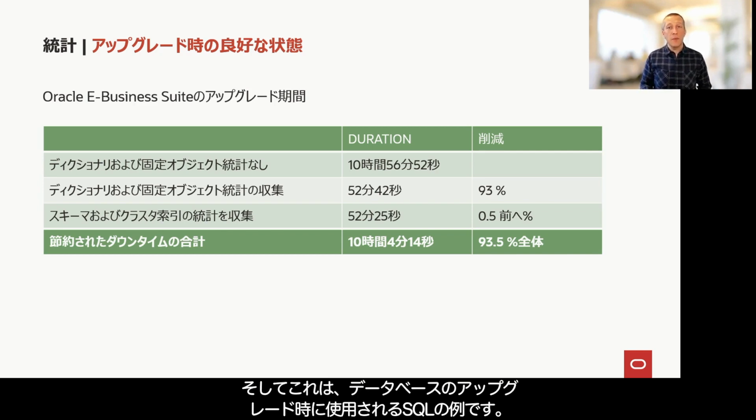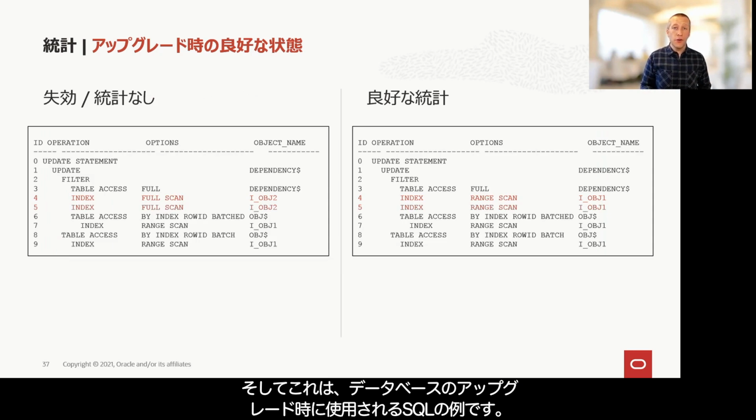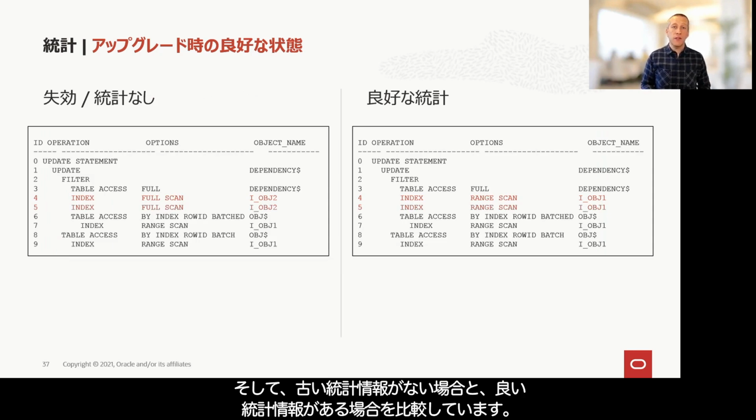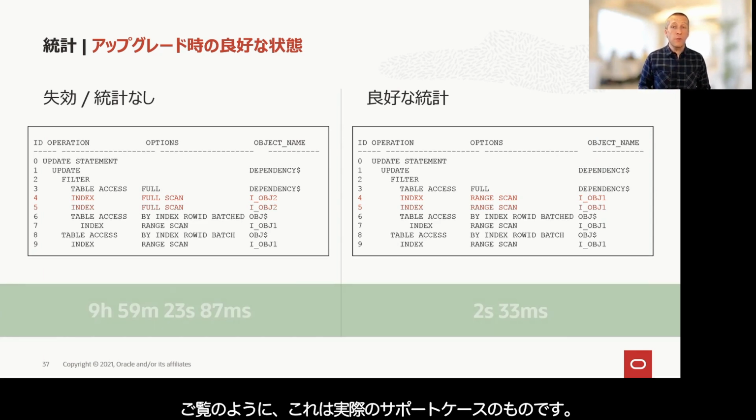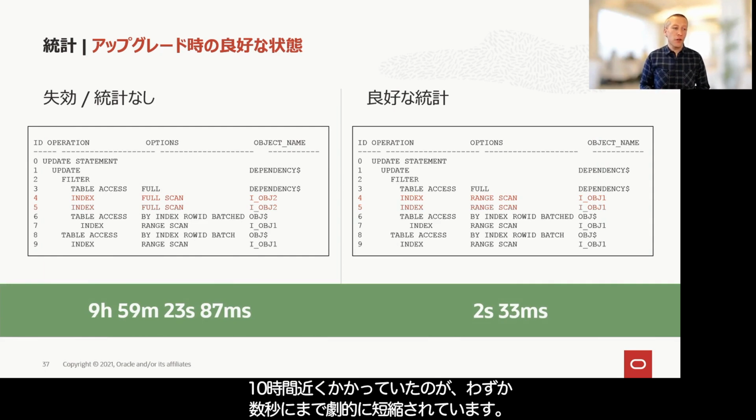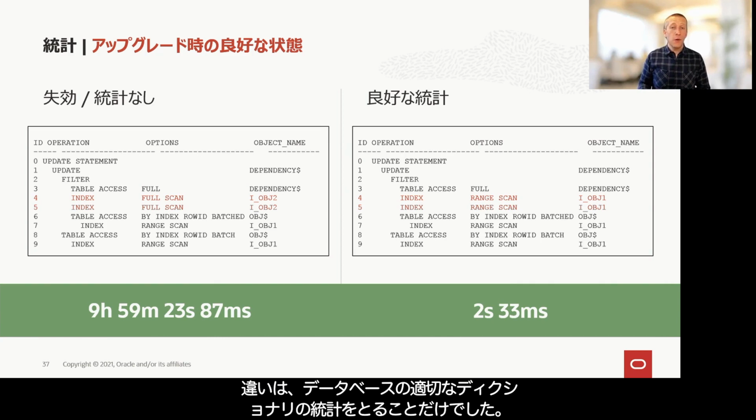And this is an example of an SQL that is used during a database upgrade, and we compare the situation with no or stale stats and good stats. And as you can see, this is from a real support case. There is a dramatic reduction from almost 10 hours to only a few seconds. And the only thing we changed was to have good and proper dictionary statistics in the database.